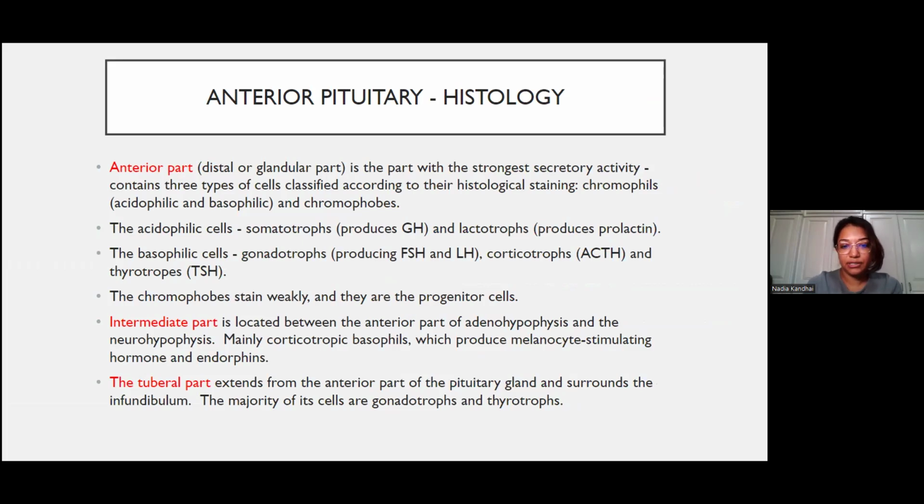The intermediate part, located between the anterior part of the adenohypophysis and the neurohypophysis, is mainly corticotrophic basophils at this point, producing melanocyte-stimulating hormones and endorphins. The tuberal part, the last part, extends from the anterior part of the gland, and it surrounds the infundibulum, as I said, and the majority of cells here are gonadotropes and thyrotropes.